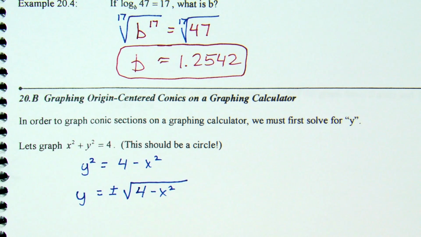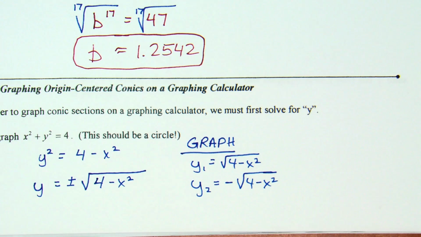Okay, now, go into your Zoom window. Go into Zoom. Number 5 is going to square up your window. And now, it looks like a circle. And also notice my tick marks are evenly spaced.